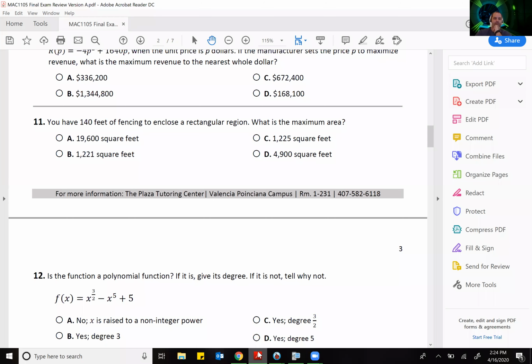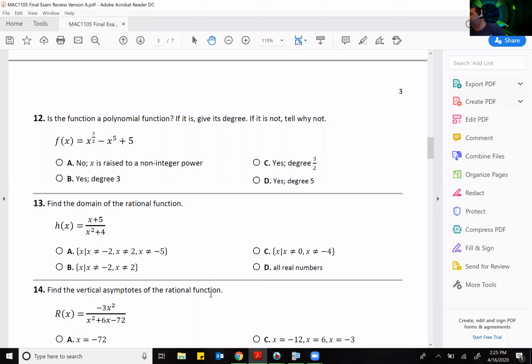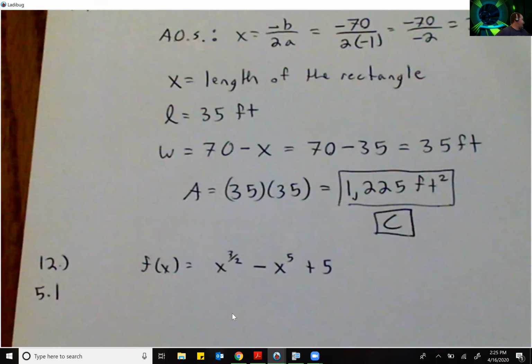All right, number 12. Getting out of that stuff. This is where we jumped into chapter 5, and this is coming from 5.1. It says, is the function a polynomial? If it is, give its degree. If it's not, tell why. So we've got this function, f of x equal to x to the 3/2 minus x to the 5th plus 5.